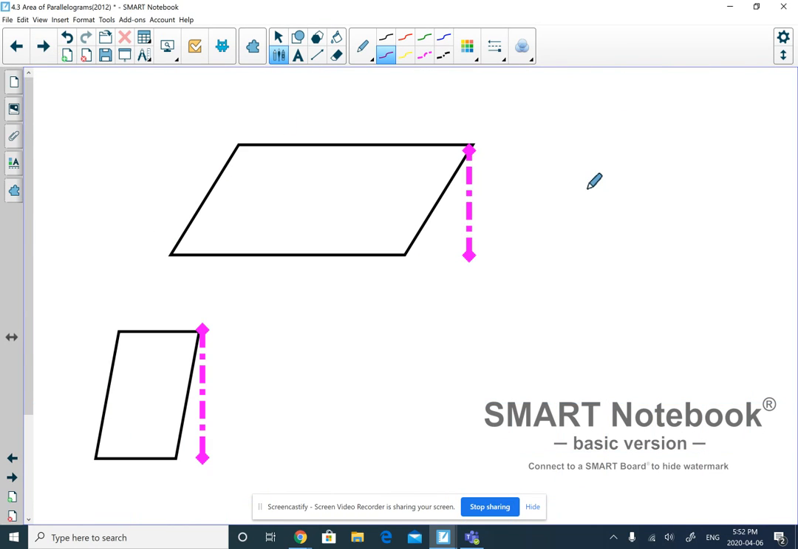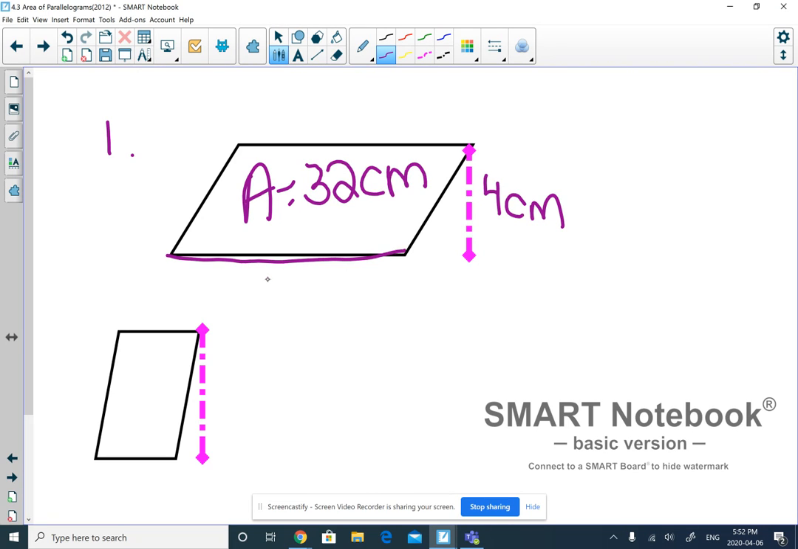Okay, so for this next question, if I was given area and I needed to find the length. So let's say that this parallelogram, number 1 right here, has a height of 4 centimeters. And let's say the total area of this parallelogram is 32 centimeters. What is the base?